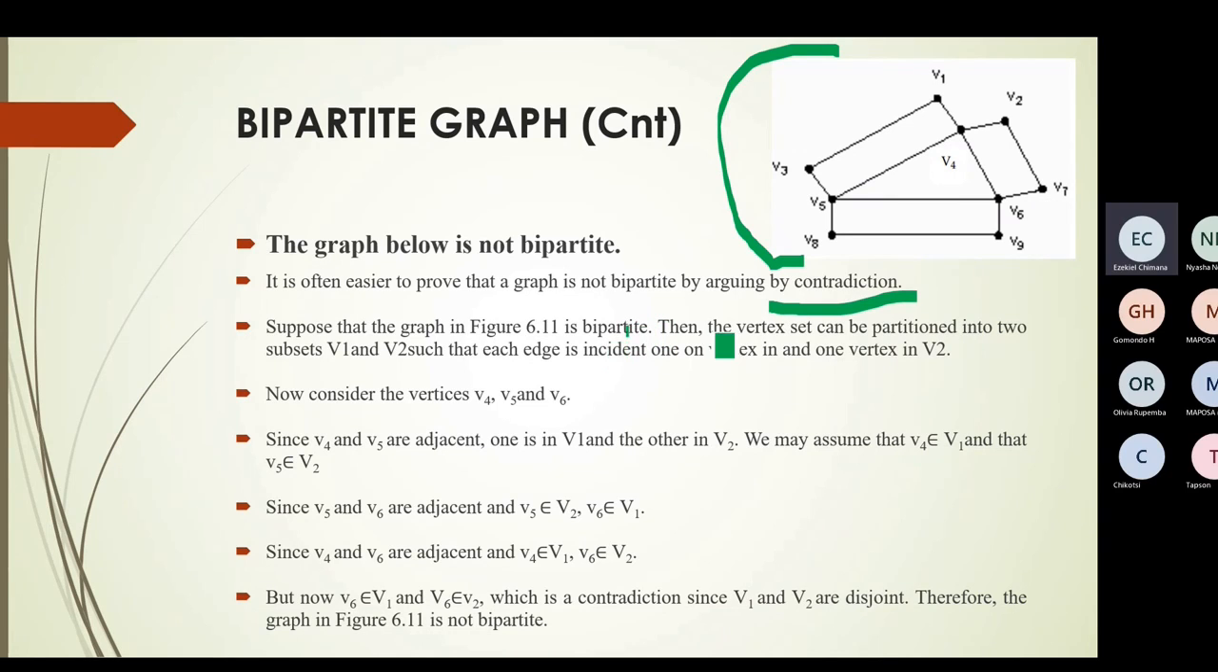Otherwise, it will lead to a contradiction. Then we say that this one is not a bipartite graph. That's the method of proving by contradiction. So then the vertex set can be partitioned into two subsets V1 and V2, such that each edge is incident on one vertex in V1 and one vertex in V2.